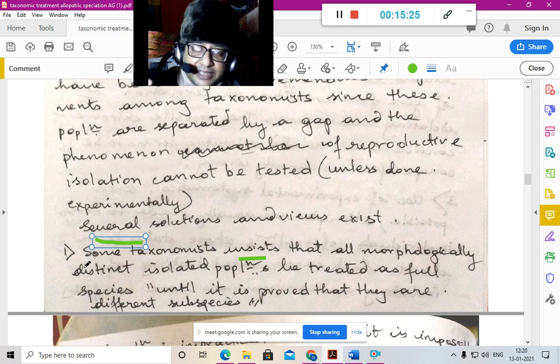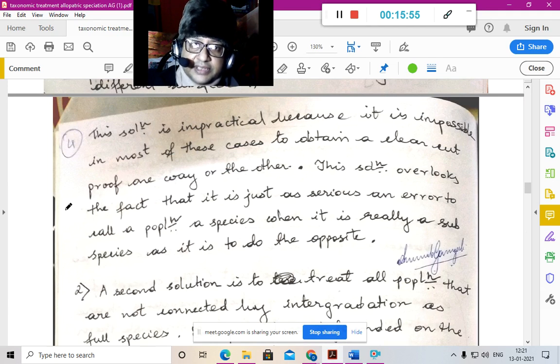Chimpanzee, Pan troglodytes, and humans, Homo sapiens, they are different species. Keep them as different species until it is proved that they are subspecies. Suddenly you see a chimpanzee falls in love with a human, they marry and have children, then you can consider revising the problem. I'm talking in a funny way, but this is how the concept works, just to get your concept clear. This solution is of course impractical, because in most of these cases it is impossible to obtain a clear-cut proof one way or the other.